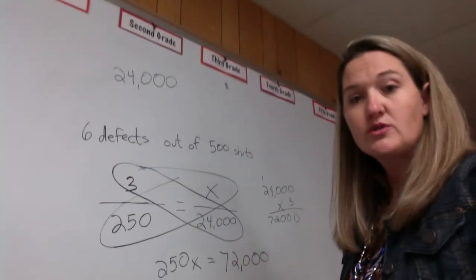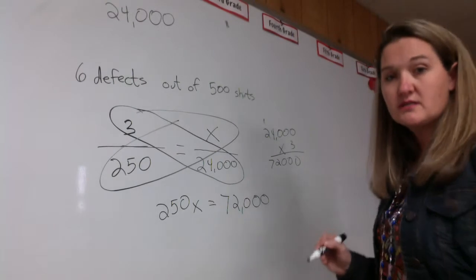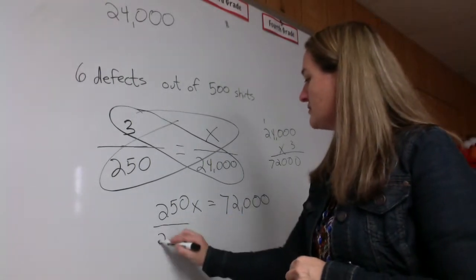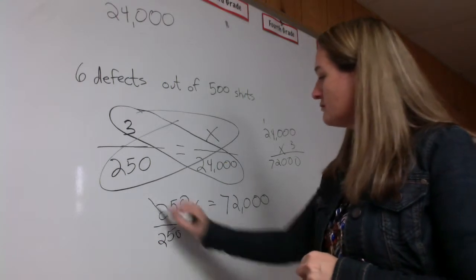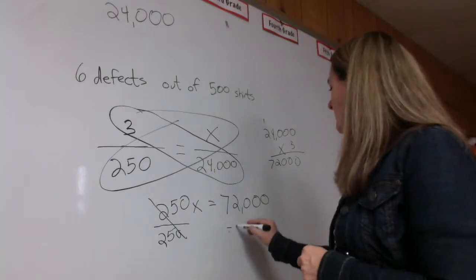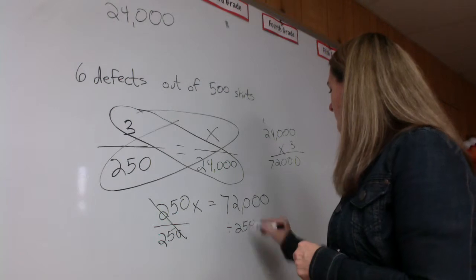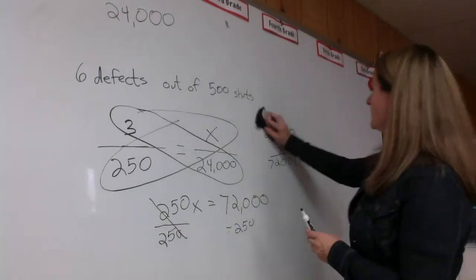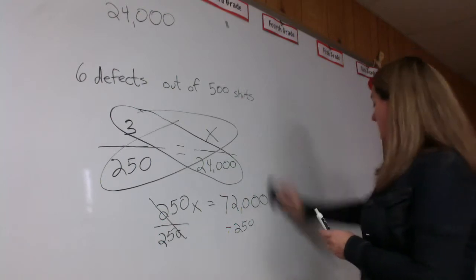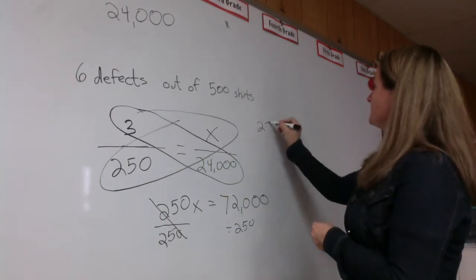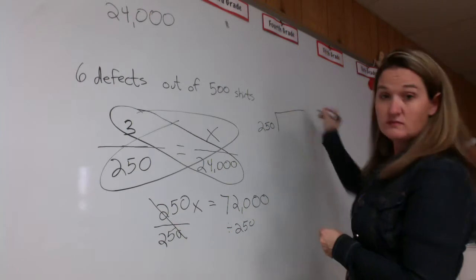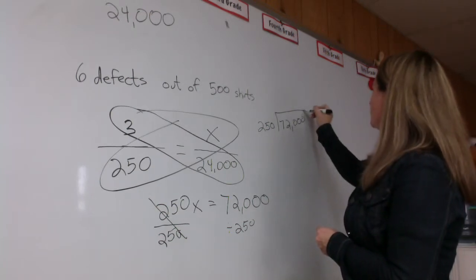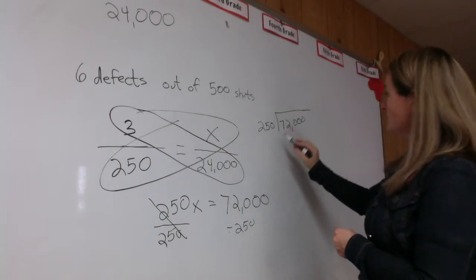Remember with cross products, what's my next step? Got to use my algebra. Divide by 250. Poof, it's gone. Divide by 250. Yikes. Well, let's divide 72,000 by 250. Can you see that? Okay, yeah. So, long division.